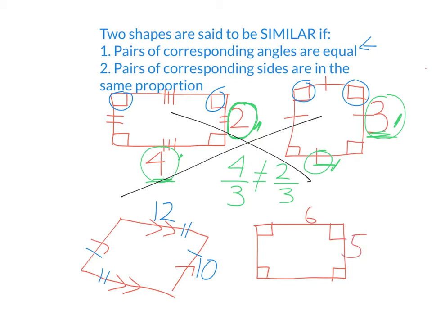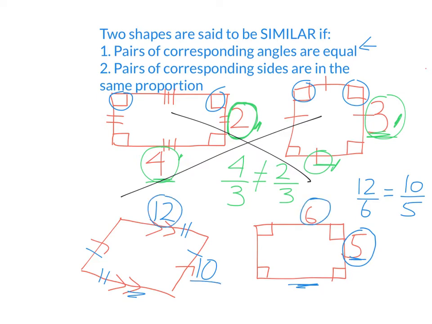So here, corresponding sides are in proportion because 12/6 does equal 10/5. In other words, to get from this shape to this shape, I take each side and multiply by 2 to get the corresponding side in the bigger shape. So the second condition is true, but the first one is clearly not. Pairs of corresponding angles are not equal in this case. So this angle and this angle won't be equal because this one is not a right angle. So these won't be similar either.